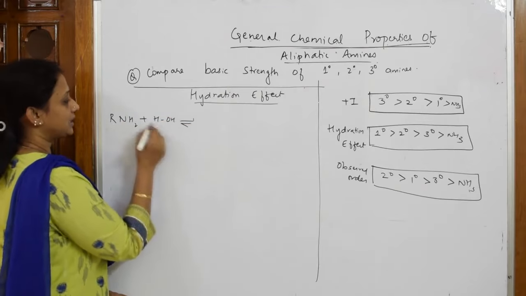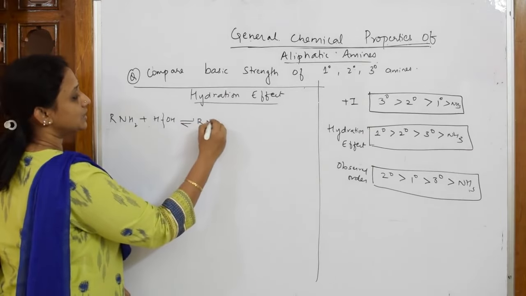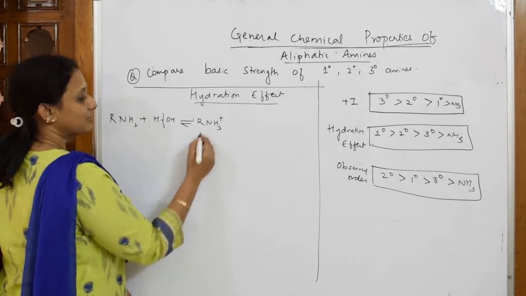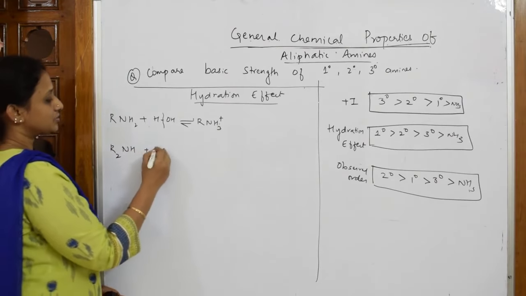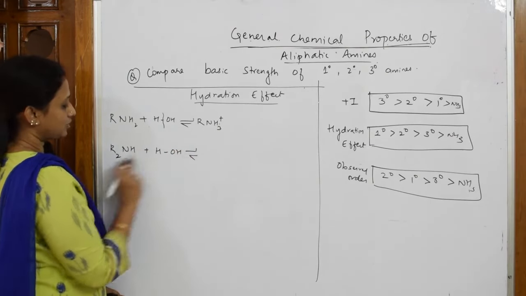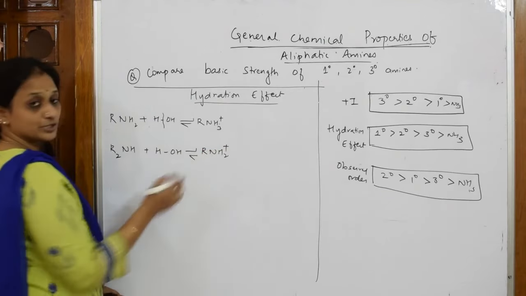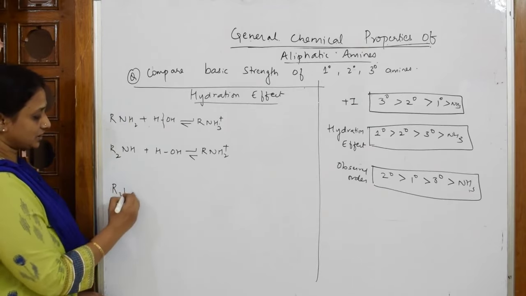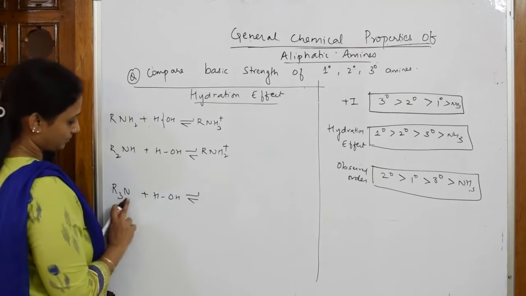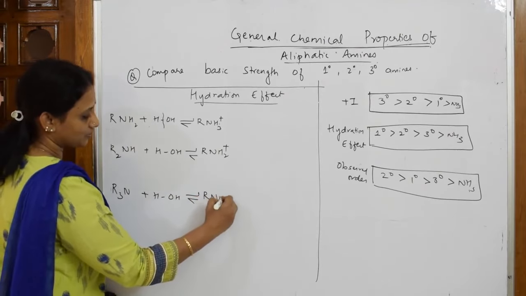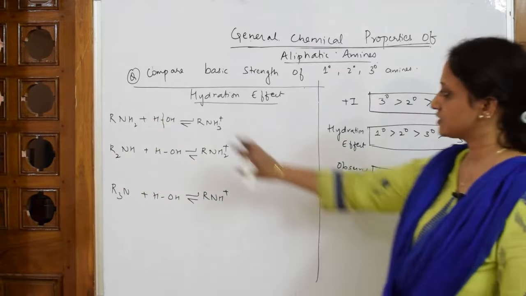What am I getting? This is going to break the bond, and NH2 combines with hydrogen and forms RNH3+ plus OH minus. When I take a secondary amine, this is going to combine with water and it forms R2NH2+ plus OH minus. When I take tertiary, R3N in water, it's going to combine with this and forms R3NH+ plus OH minus. Now what actually is happening inside this molecule?